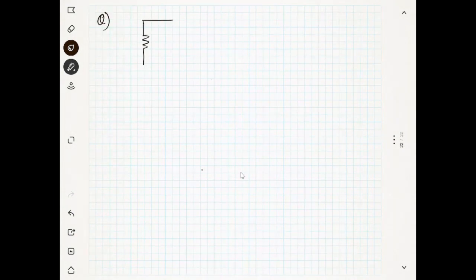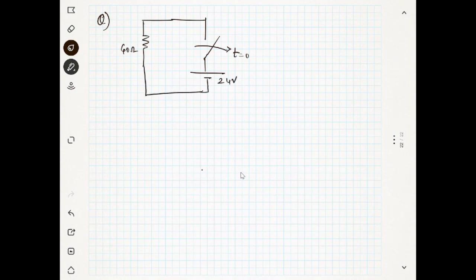This is 40 ohm resistance. There is a switch and you are opening the switch at time t equal to 0. The switch was closed for a long period with a 24 volt power supply, and you are opening the switch at t equal to 0. Long period means infinity.